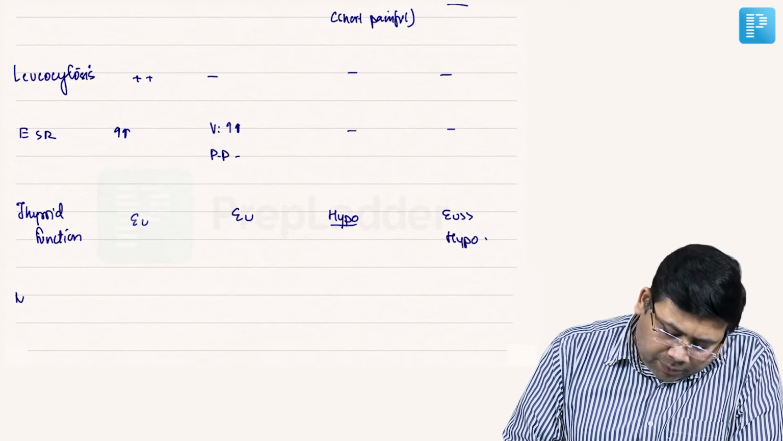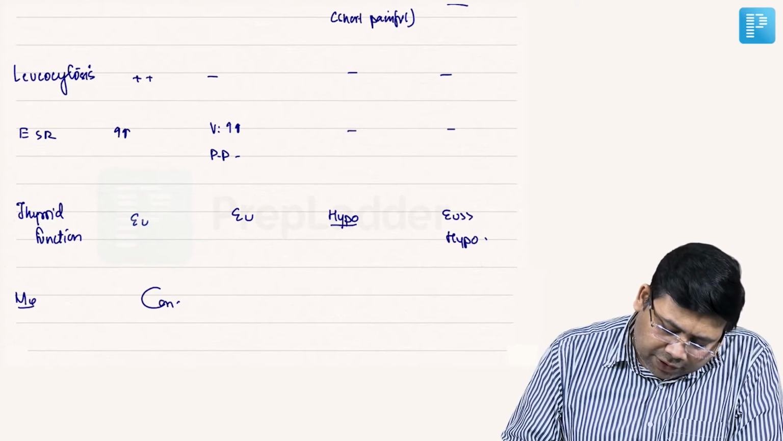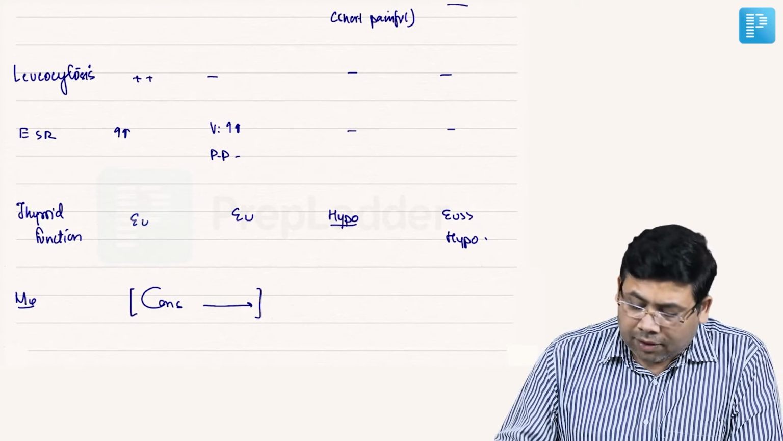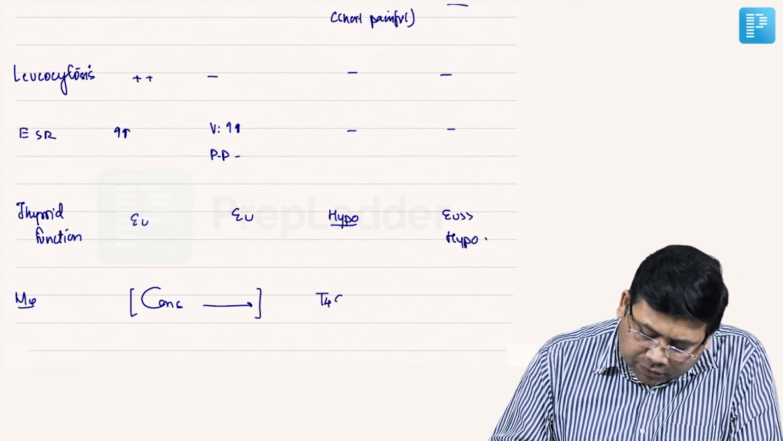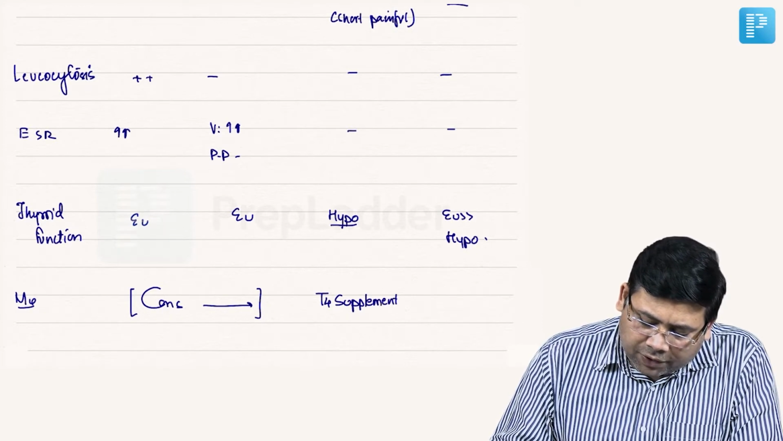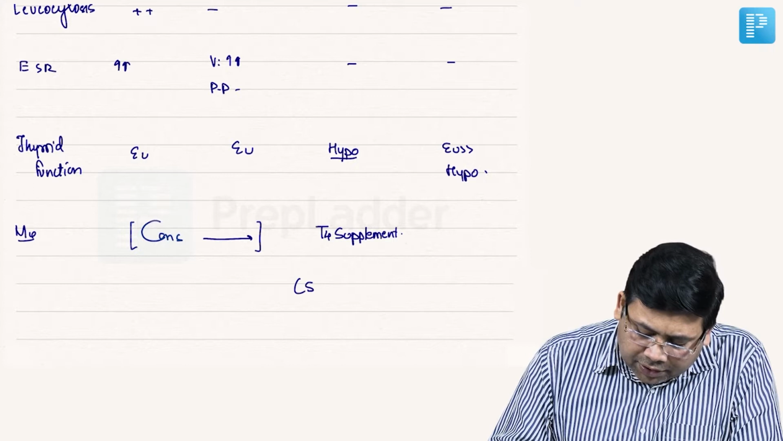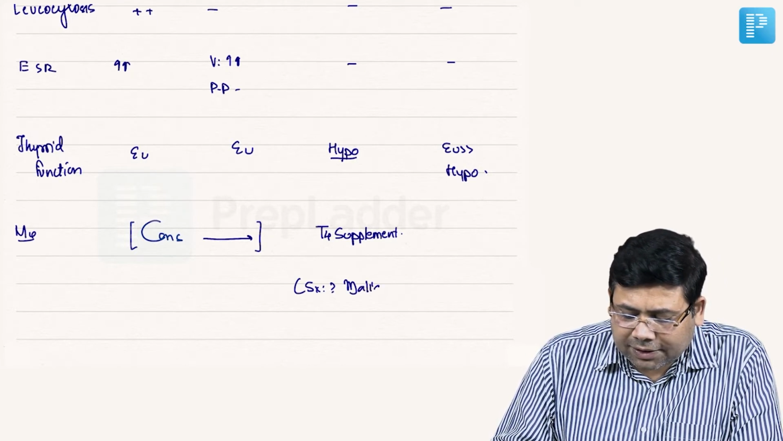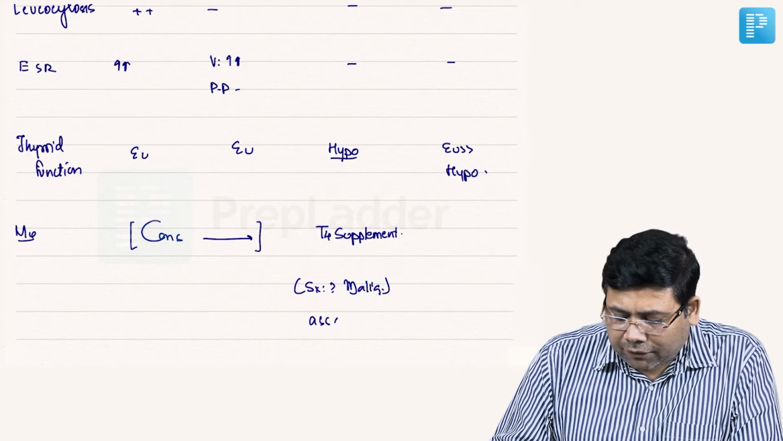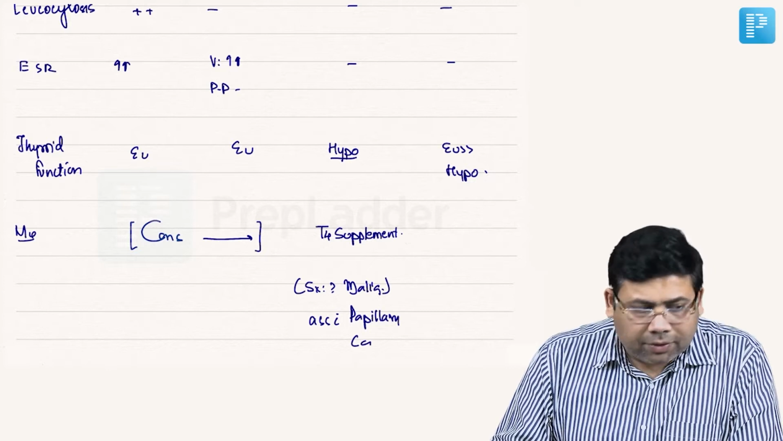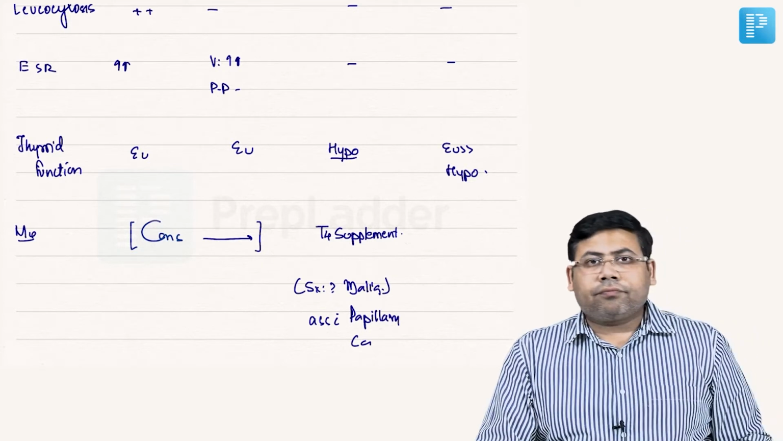When you talk about management, conservative management is done in the first and the second. Here T4 supplementation. Always remember, surgery if there is a suspicion of what? Malignancy. Do you know what malignancy it is associated with? Papillary CA thyroid. So it may be associated with papillary CA thyroid.